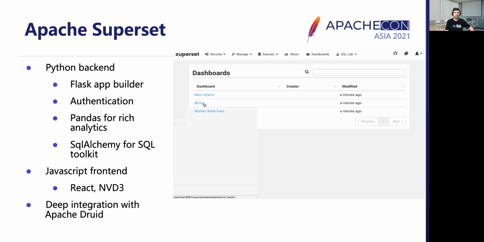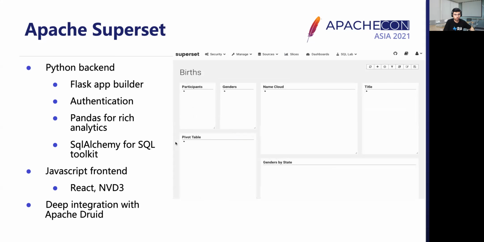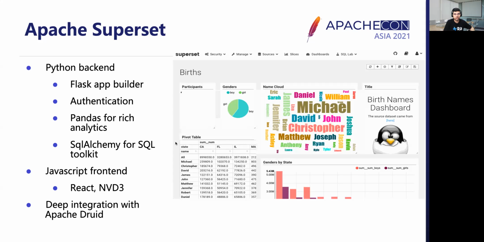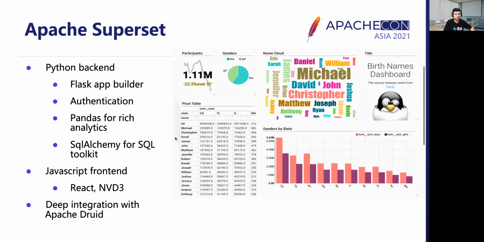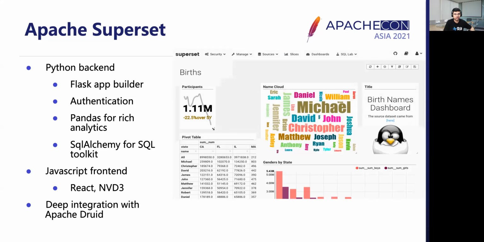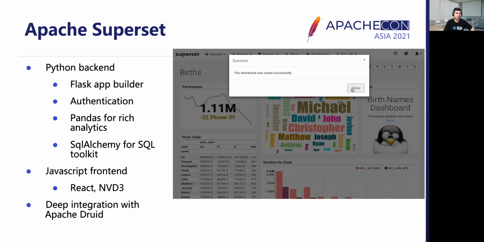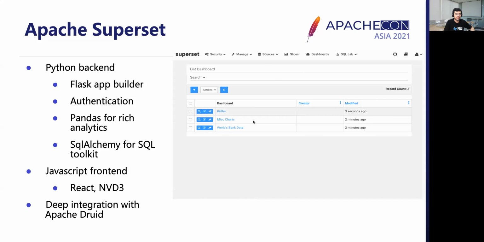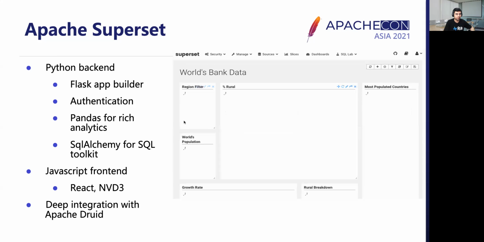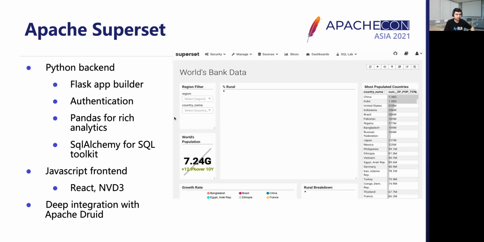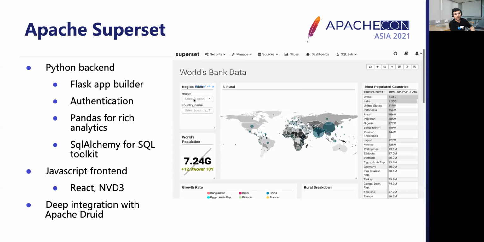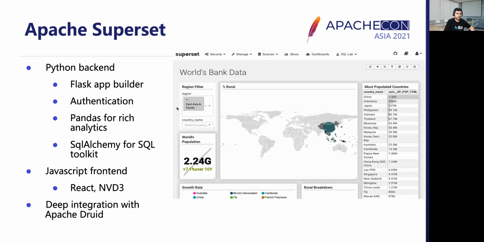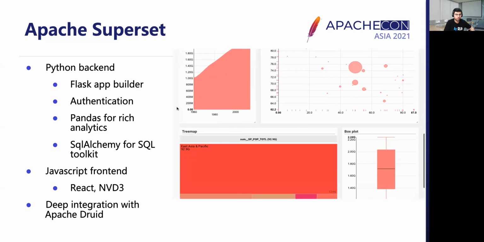For this visualization layer, I'm proposing Apache Superset. Apache Superset is a modern enterprise-ready business intelligence web application. It is fast, lightweight, intuitive, and loaded with options that make it easy for users of all skill sets to explore and visualize their data. Apache Superset is based on a Python backend, which uses Flask AppBuilder for building the applications. It also uses SQLAlchemy for its SQL toolkit. The front end is created in JavaScript and React. It also has deep integration with Apache Druid.